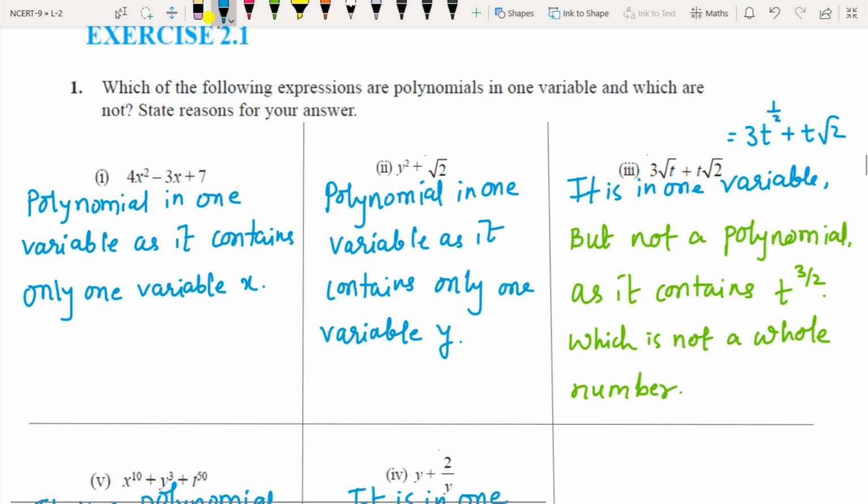If it is in cube root, then it becomes 3 raised to 3 by 2. This becomes 3 by 2. Okay. So this is not a whole number, so it is not a polynomial.